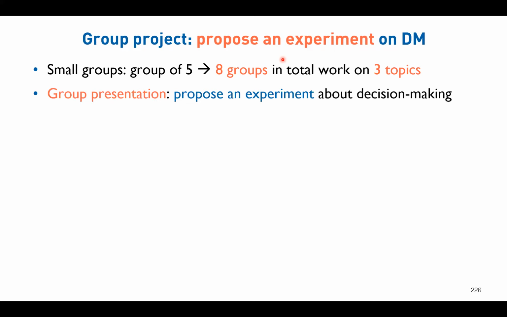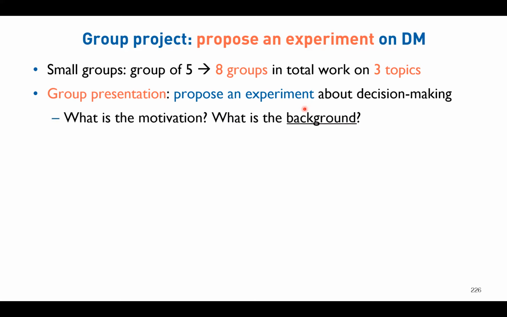So the group project is divided into 2 parts. One is the group presentation, and the other one is the group paper. The group presentation you will give is to propose the experiment, obviously about decision making. So how does that look like? So you will divide your group presentation into multiple parts, multiple elements.